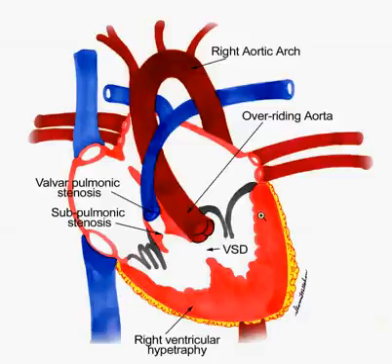Very possibly. Okay, I hope you learned something. That's it. 4 parts of Tetralogy of Fallot. PROV, remember? Pulmonary stenosis, right ventricular hypertrophy, overriding aorta, and ventricular septal defect.